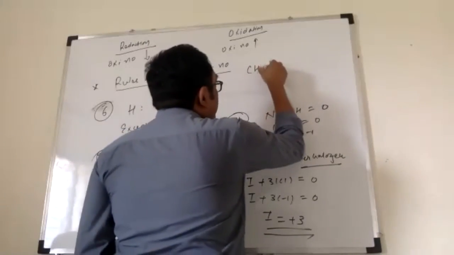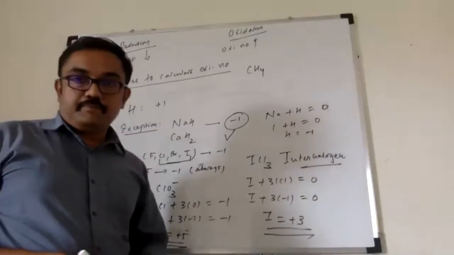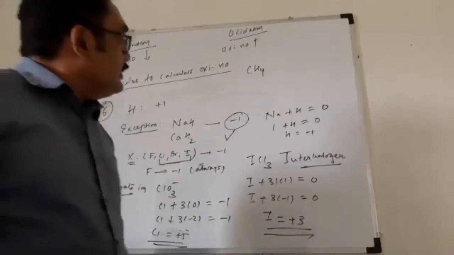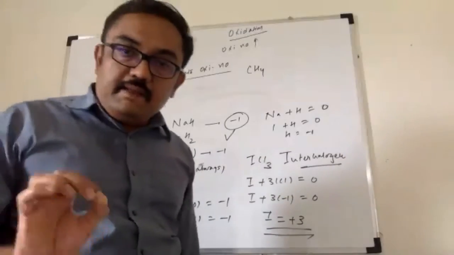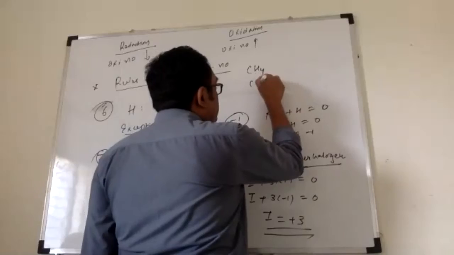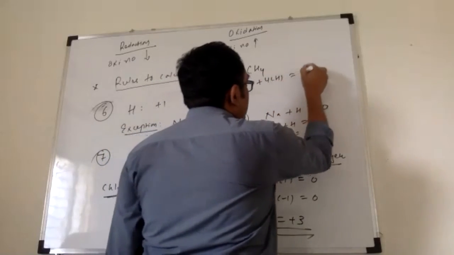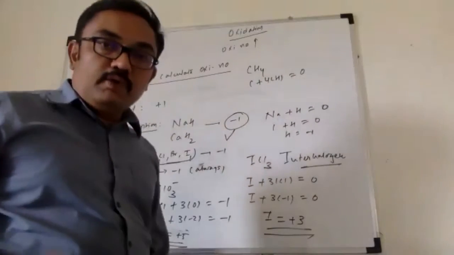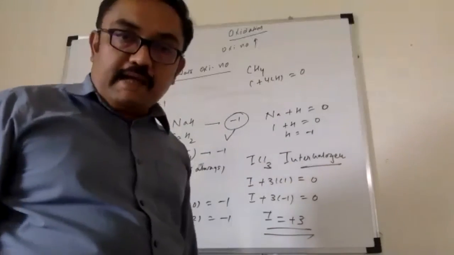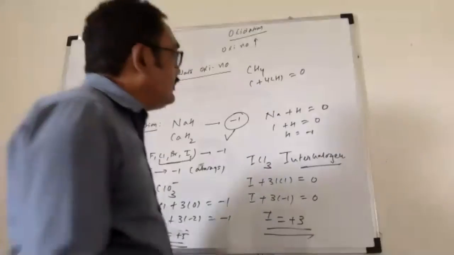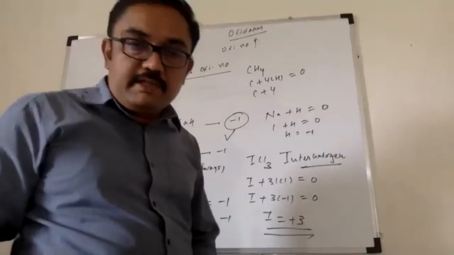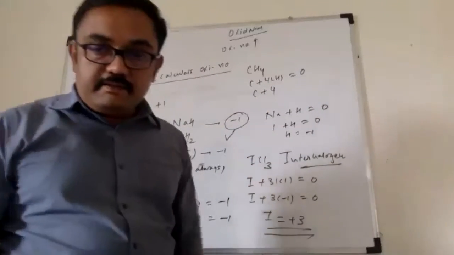You know CH4. What is CH4? Methane. Now, if I calculate carbon in methane, I need to apply the rule of hydrogen. So, carbon plus 4 hydrogen is 0. Hydrogen's common oxidation state is +1. I am taking hydrogen as +1 because carbon is more electronegative than hydrogen.